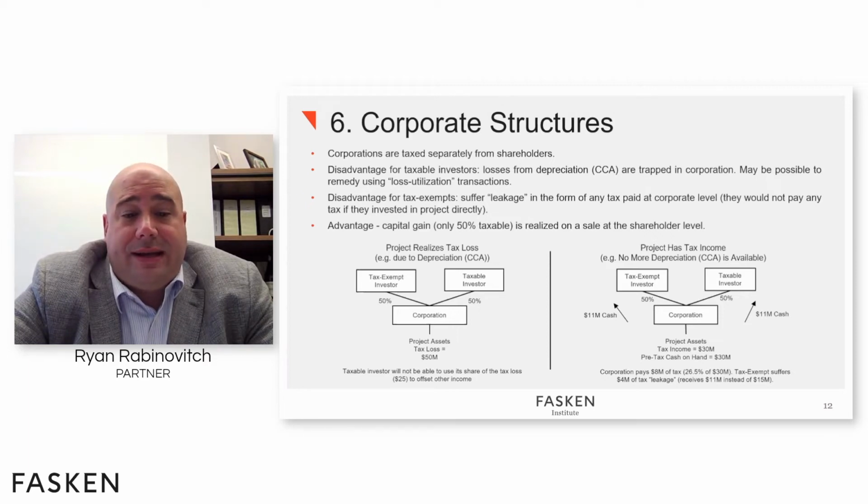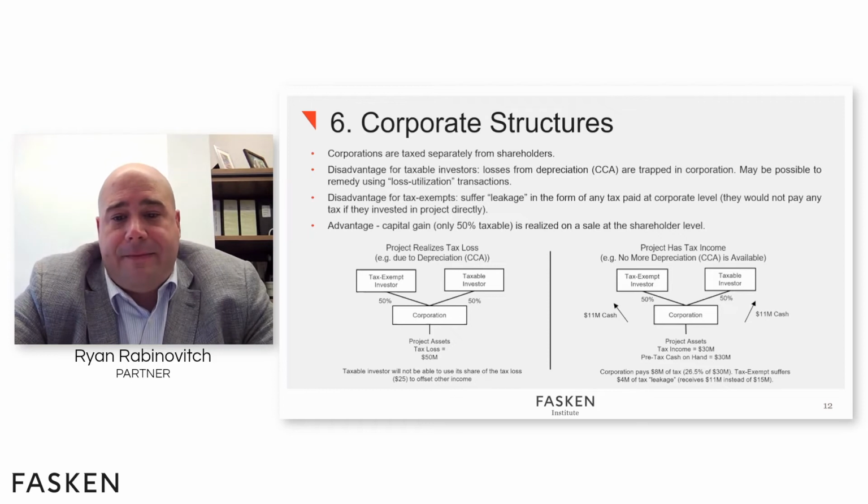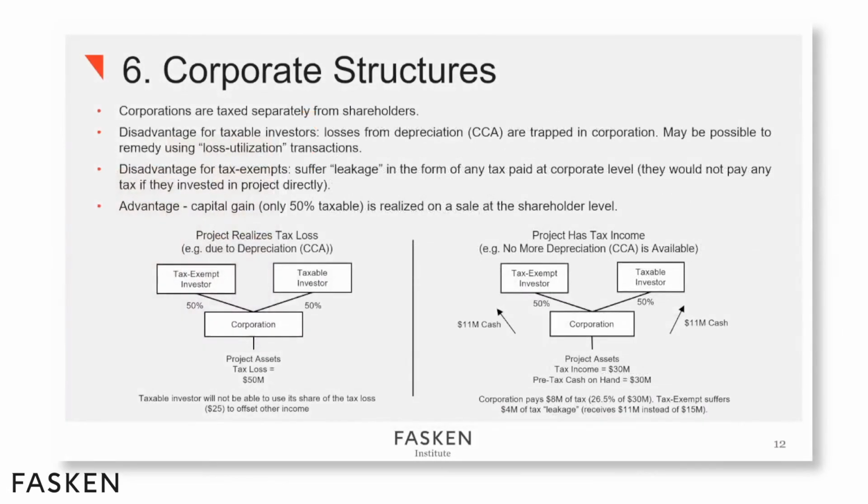An example of that is if you look at the second half of the screen at the bottom, you have a corporate project, and the project throws off $30 million of income. It has $30 million in theory of cash that it could distribute, but it has to pay tax on the $30 million. So it pays $8 million of tax, assuming it's in Ontario or Quebec, at a 26.5% tax rate. That means that the tax exempt investor gets $4 million less than it would if it was not investing through a taxable vehicle. It's getting $11 million in this example instead of half of 30, which would be 15.